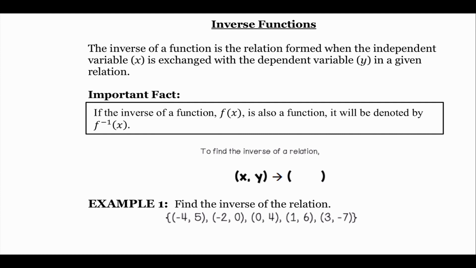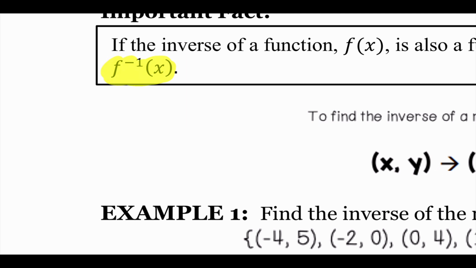Okay, so what inverse is, besides that, is switching x and y. X becomes y, y becomes x. When we do that, we create something called an inverse, okay? So this little notation here, when you see that, that means inverse. If you see f of x, that doesn't mean inverse. f of x just means y, okay?